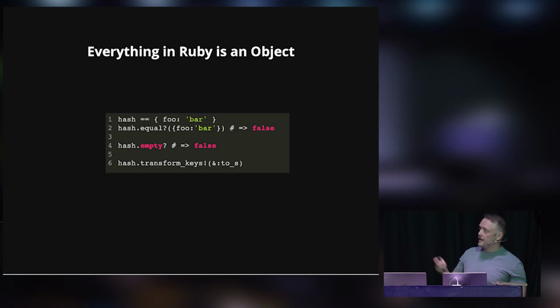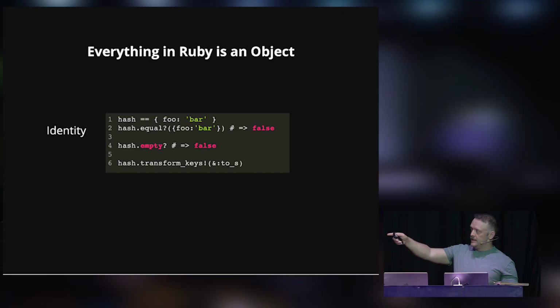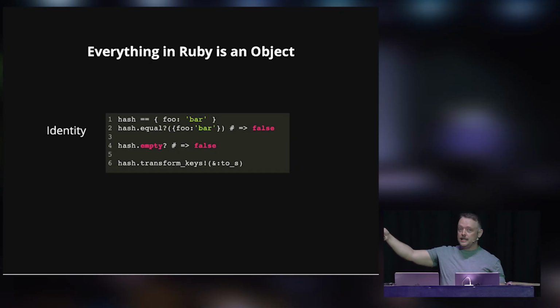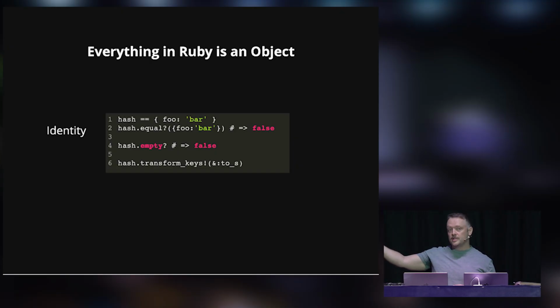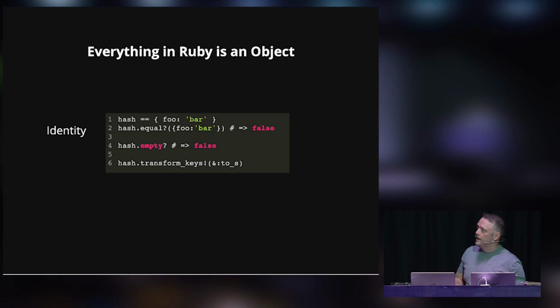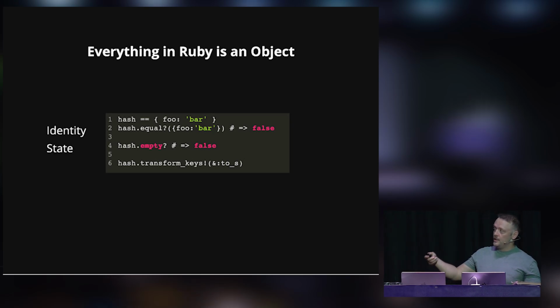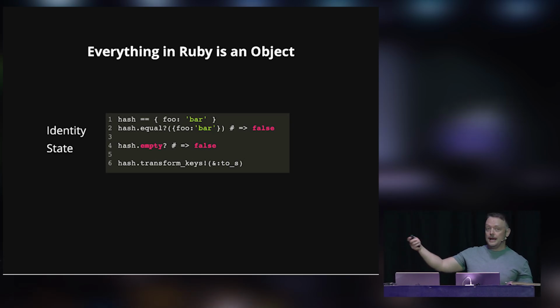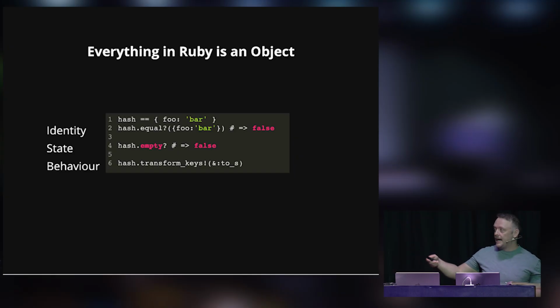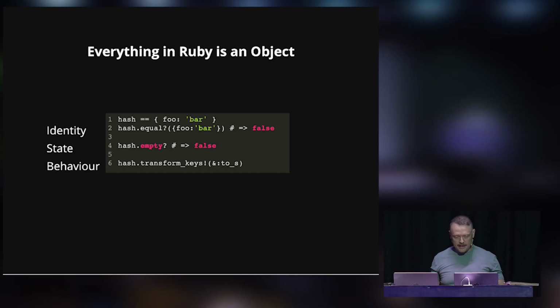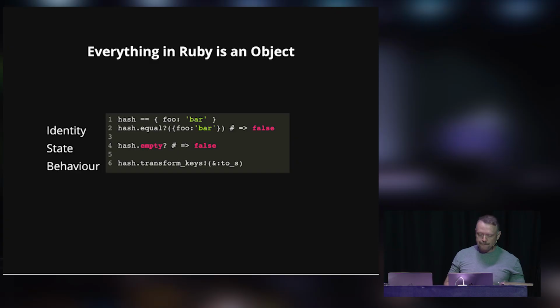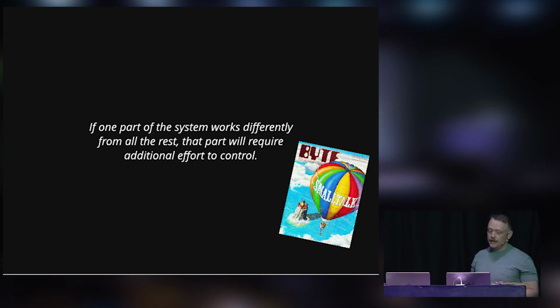So even something like a hash, I could say that a hash has identity. We can take two hashes that have the exact same key value pairs and ask them, are you the same thing? And Ruby will tell us no. A hash has state. We can ask this hash, are you empty? And it'll say no. And it has behavior. We can ask our hash to do stuff. In this case, turn all of the keys into a string. And again, this is by design.